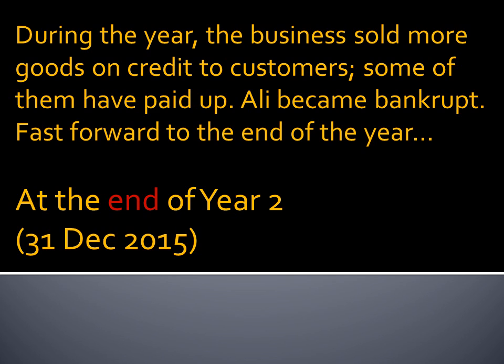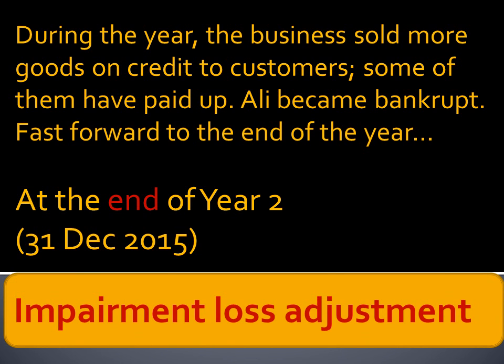Let's look at what happened during the second year. The business, of course, would have sold more goods on credit to the customers. Some of them paid up, and then some of them went bankrupt. So watch the previous video to see how to record a customer that went bankrupt. Again, for this video, our focus is on the impairment loss adjustment, which is done once every year at the end of the year. So at the end of the second year, we would need to record the impairment loss adjustment again.